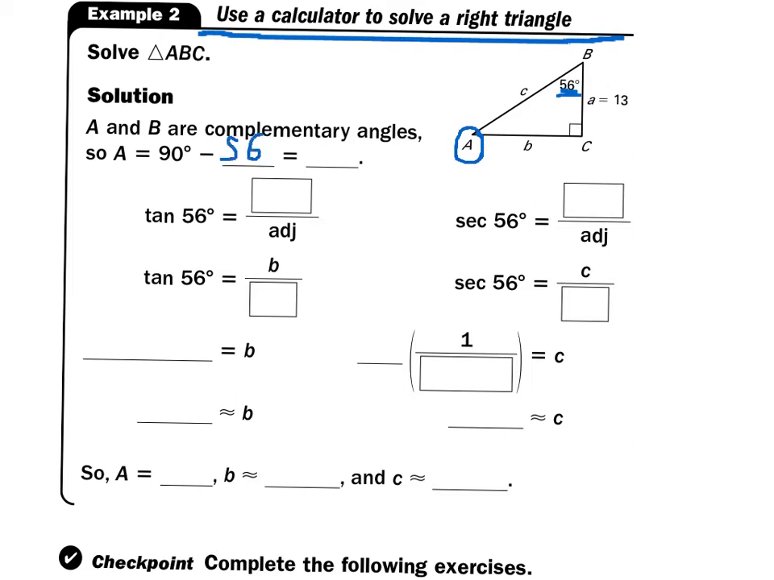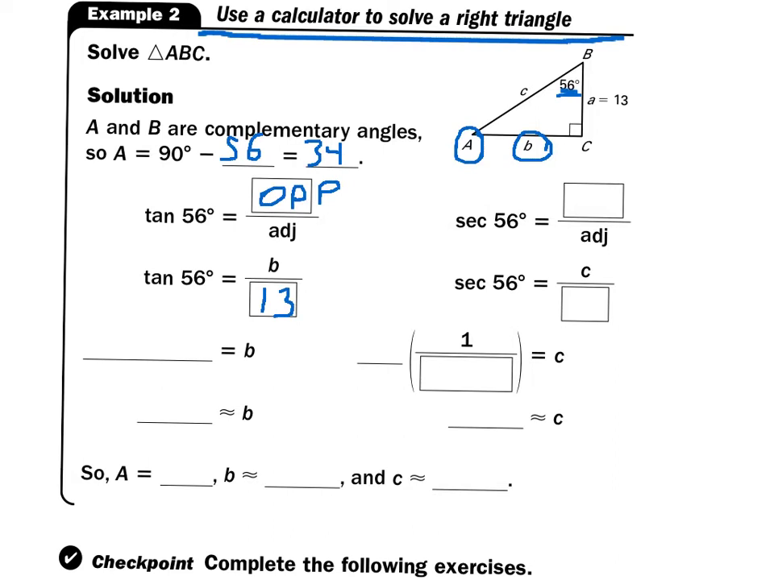90 minus 56, which is going to be 34. Alright? Now the tangent of 56 is the opposite over the adjacent. The opposite being this B over here, which I don't know. Opposite over adjacent. That B, which I do not know, is what I'm trying to find, but I know it's over 13. So what I'm going to do is grab my calculator.